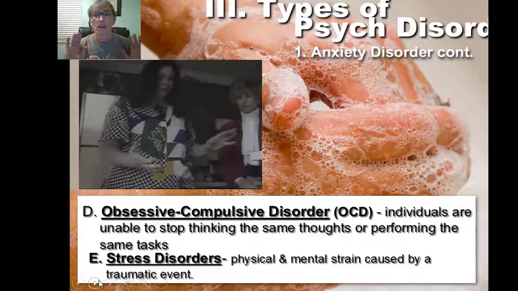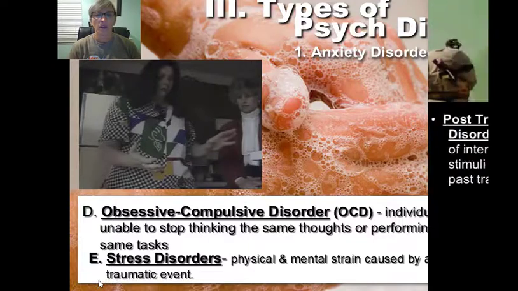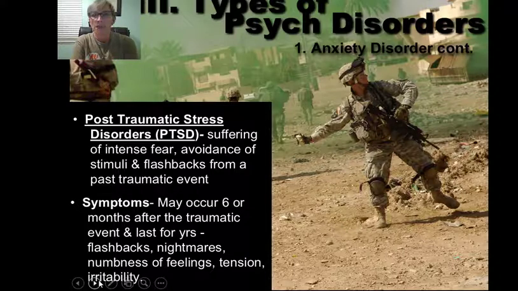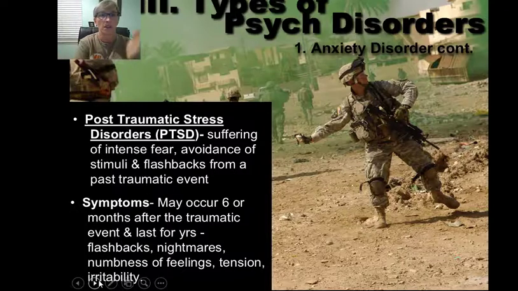Okay. Add to that the stress disorders, physical and mental strain caused by a traumatic event. We'll learn more about that in this video in class. And post-traumatic stress disorder is when we suffer from intense fear, avoidance of stimuli, and flashbacks from past traumatic events. Those that suffer from PTSD sometimes cannot get past the event that caused the trauma, and so they fixate their thoughts on it. It's like those obsessive thoughts.